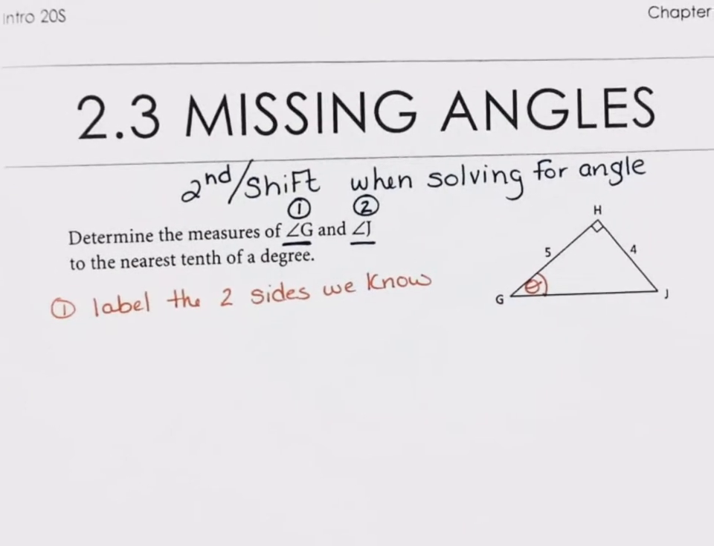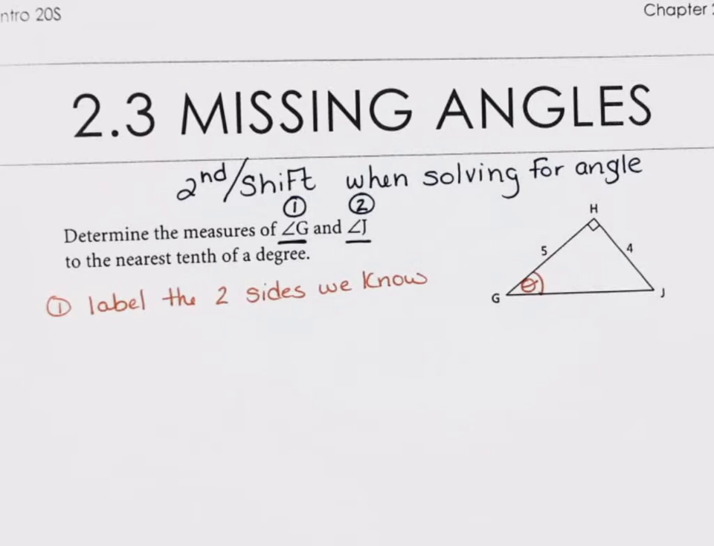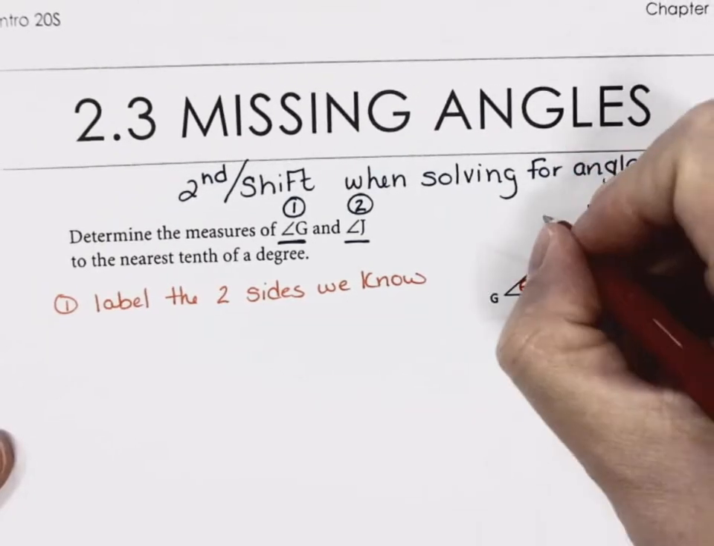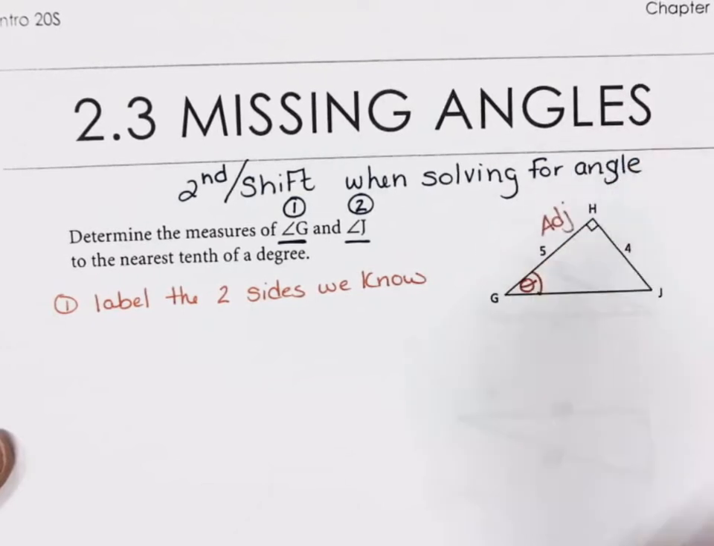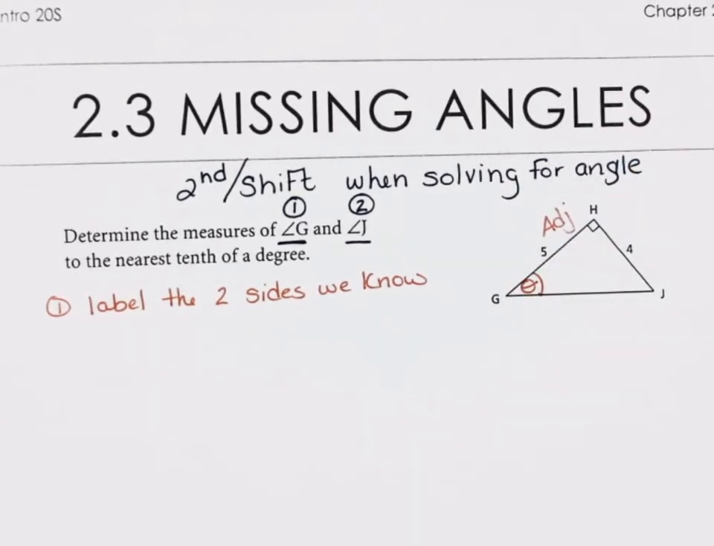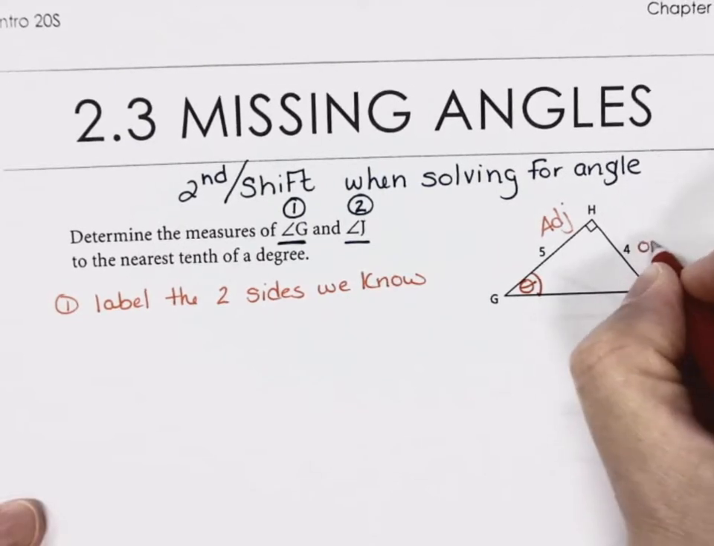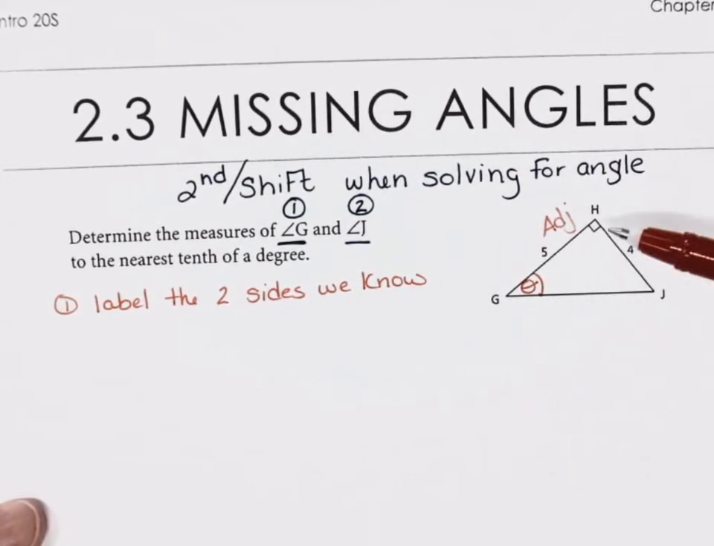All right, so what are the two sides? Got to use an erasable pen here. What is the 5? Is it my opposite, is it my adjacent, or is it my hypotenuse? It is my adjacent. All right, so what side is the 4? My opposite, because where's my hypotenuse, right?